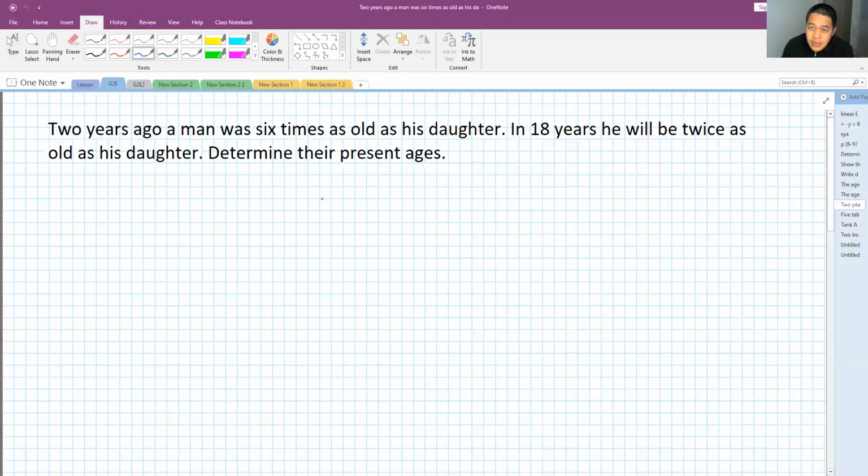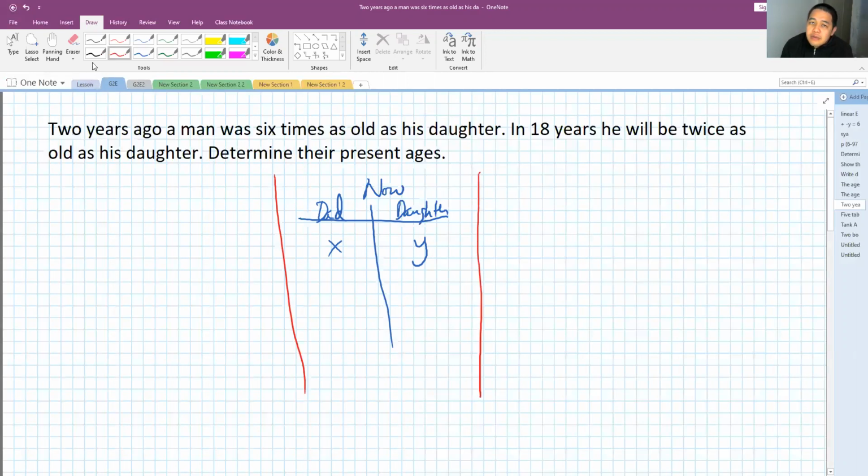ages of the father and the daughter now. So these are the ages of the father, daddy, and the daughter. Let's suppose the age of the father is equal to x, and the age of the daughter equals y. Now, we see there are 2 times we have here. So this is 2 years ago, and another one is 18 years later.